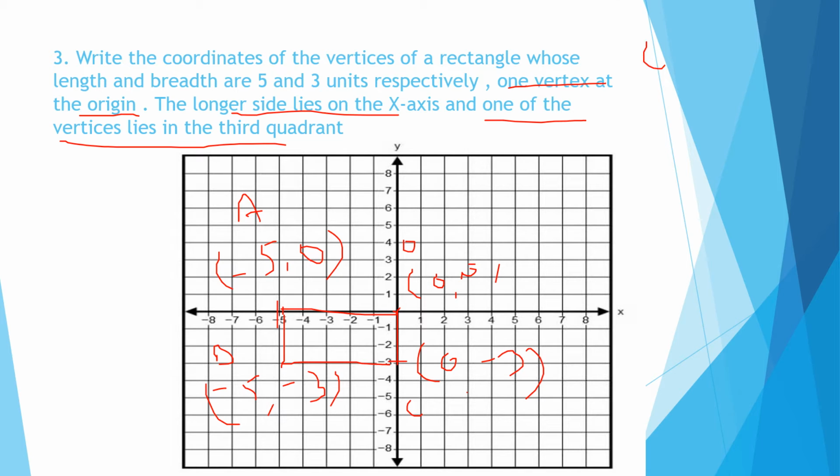So all the coordinates are: first is at the origin, which was already given. Second, you marked it as A, minus 5 comma 0. B point will be minus 5 comma minus 3 and C will be 0 comma minus 3.